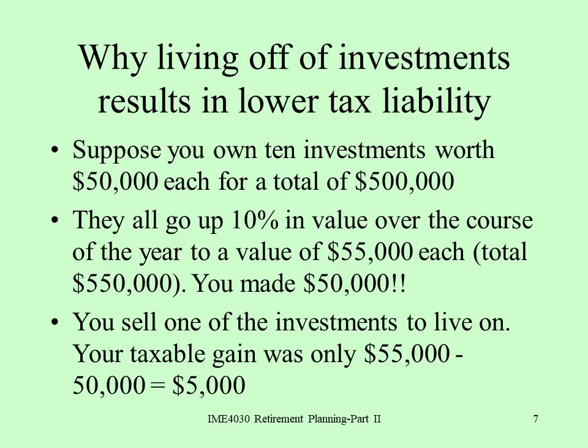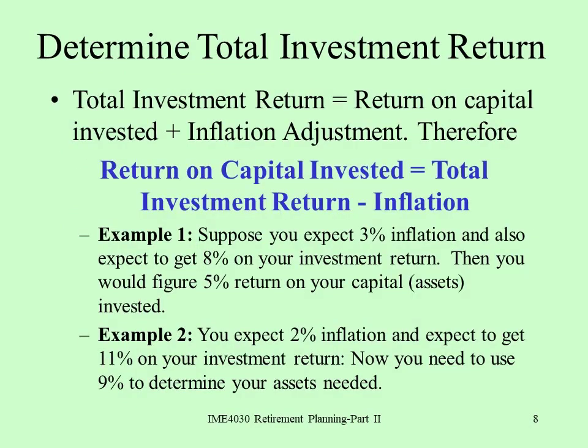Let's go to slide number 8. Now, our total investment return when we retire is really a composite of the return we're getting on our investment plus what we're going to be losing to inflation. If we adjust this equation a little bit, the return on the capital invested is our real return, and it's the total investment return, what we're making on our money, minus the inflation rate.